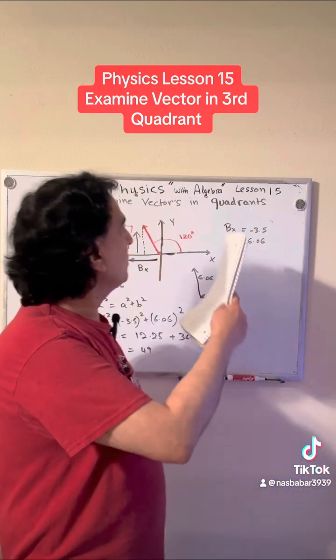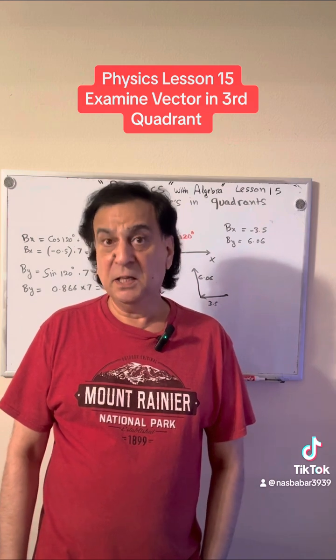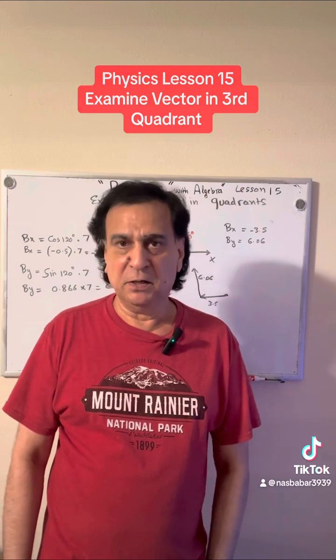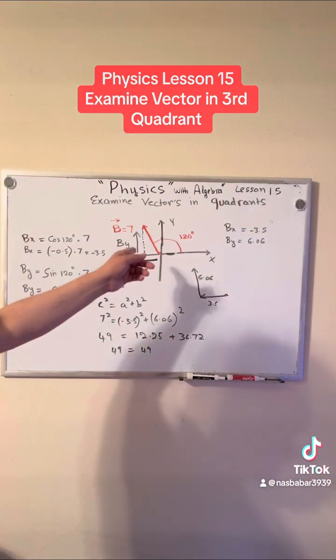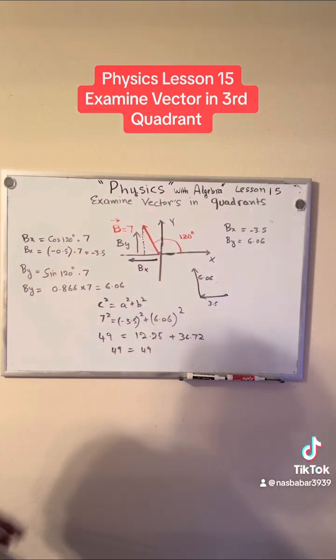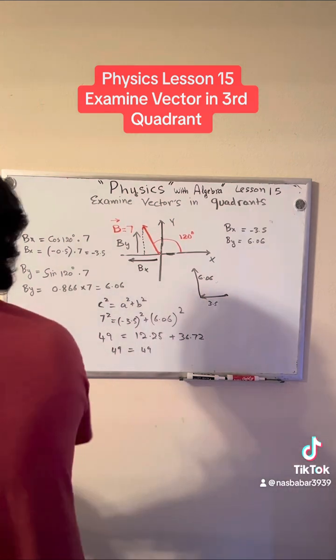Topic is physics lesson number 15, and we are going to draw a vector in the third quadrant and examine it. If you want to take a screenshot of my last lecture, this is the vector I drew in the second quadrant, and then we examined it. Go ahead and do that. I'll go ahead and get started.